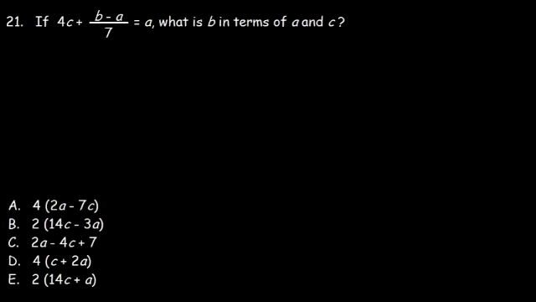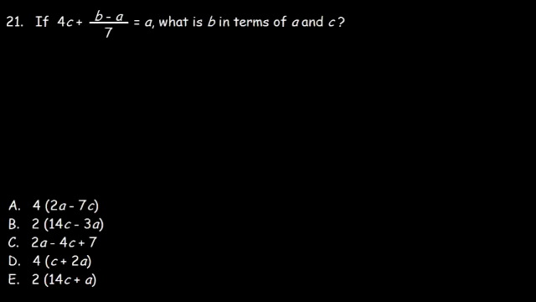Number 21. If 4c plus b minus a over 7 is equivalent to a, what is b in terms of a and c? So how can we do this? How can we find b in terms of a and c? So what we need to do is we need to solve for b. That's basically what the question is asking us to do.